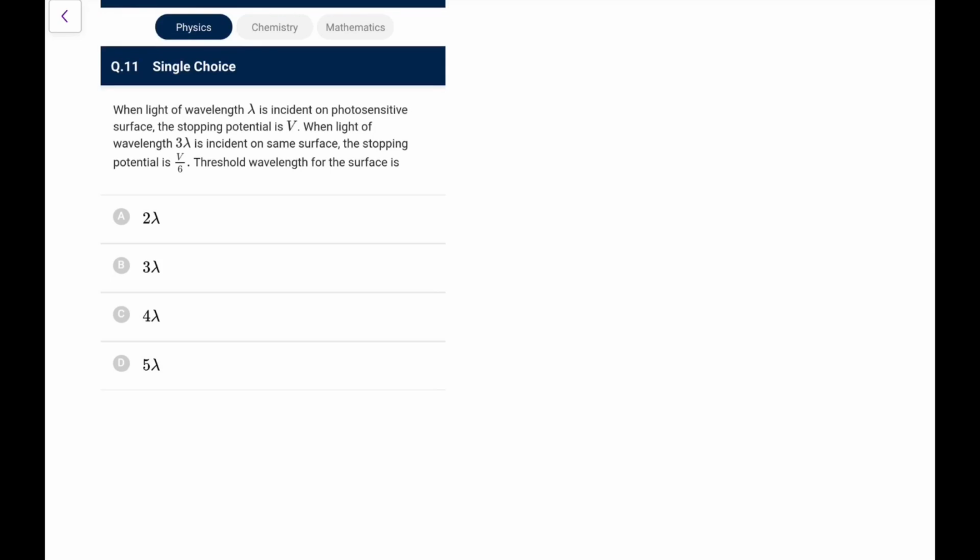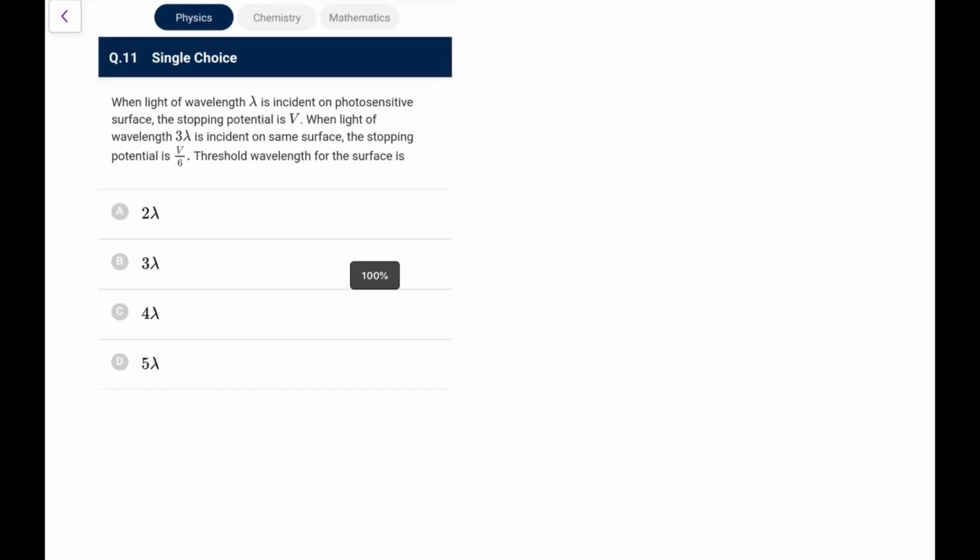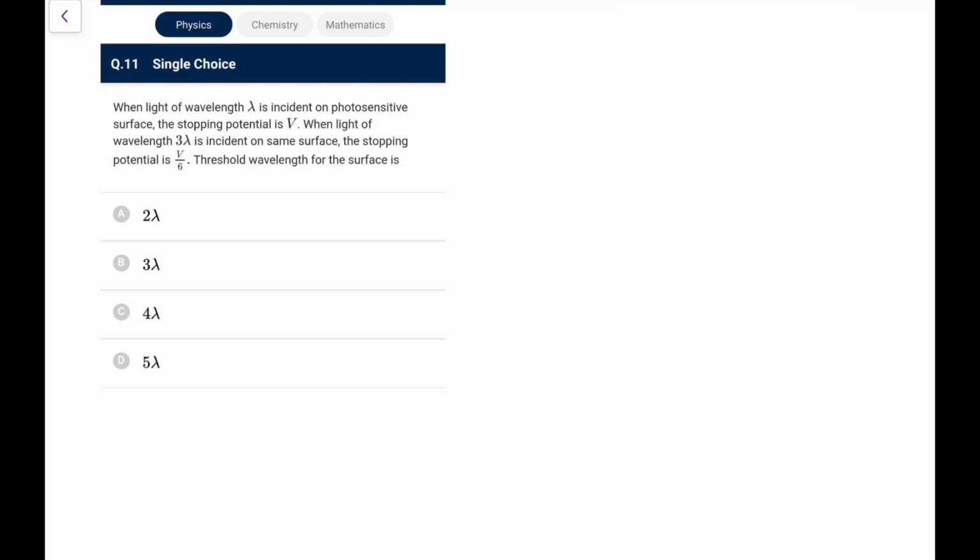Next, when light of wavelength lambda is incident on a photosensitive surface, stopping potential is V. When light of 3 lambda, it is V by 6. The threshold wavelength. So such questions are coming many times for us. First of all, what you will write, hc by lambda minus hc by lambda naught, I should write, because I am searching for lambda naught, that is equal to what we have, V, that is eV.